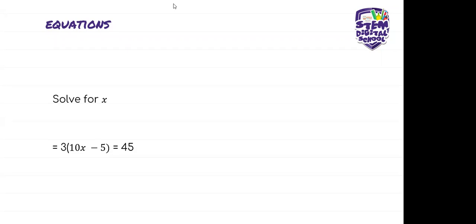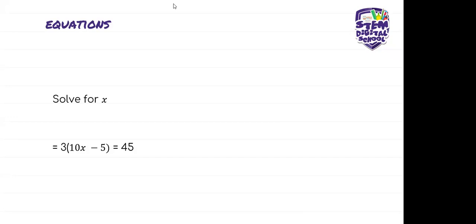Oh, okay, sir. So this is how I wrote it. I said the 3 outside the bracket times, because we take whatever is outside and multiply with whatever is inside the bracket, right? Then I said 3 times 10, and it gave me 30x. And then I took the 3 again and I multiplied it with the 5. It gave me 15. And then my equation was 30x minus 15 equals 45.